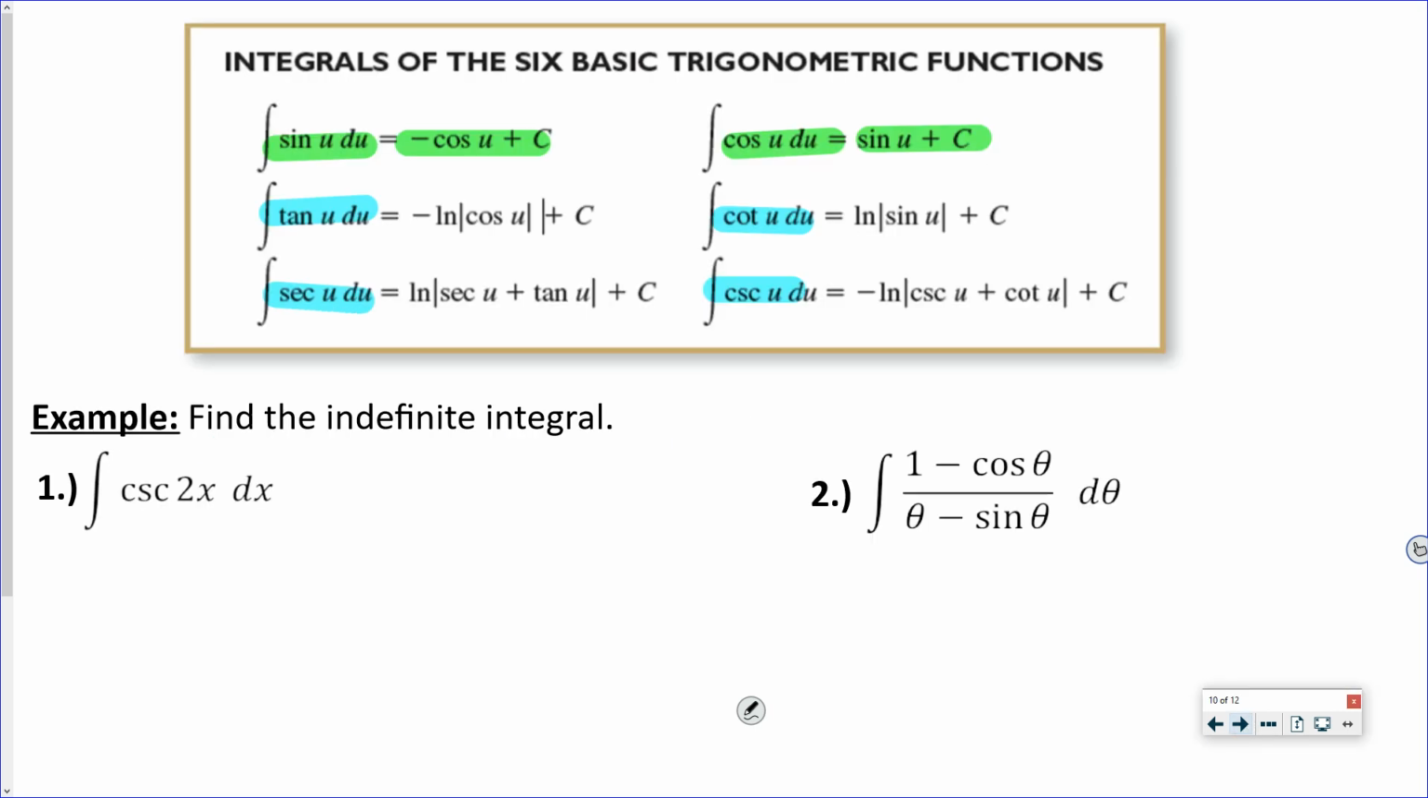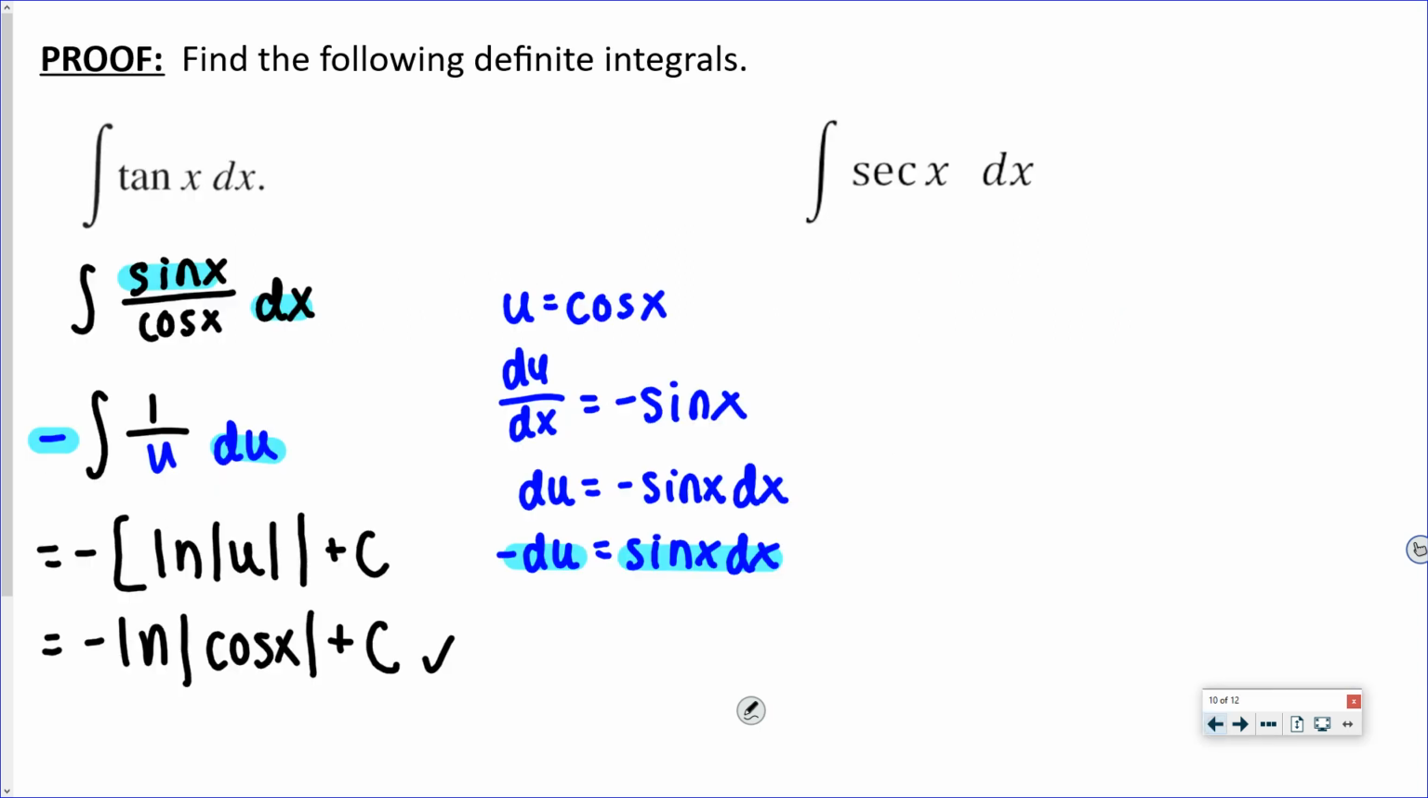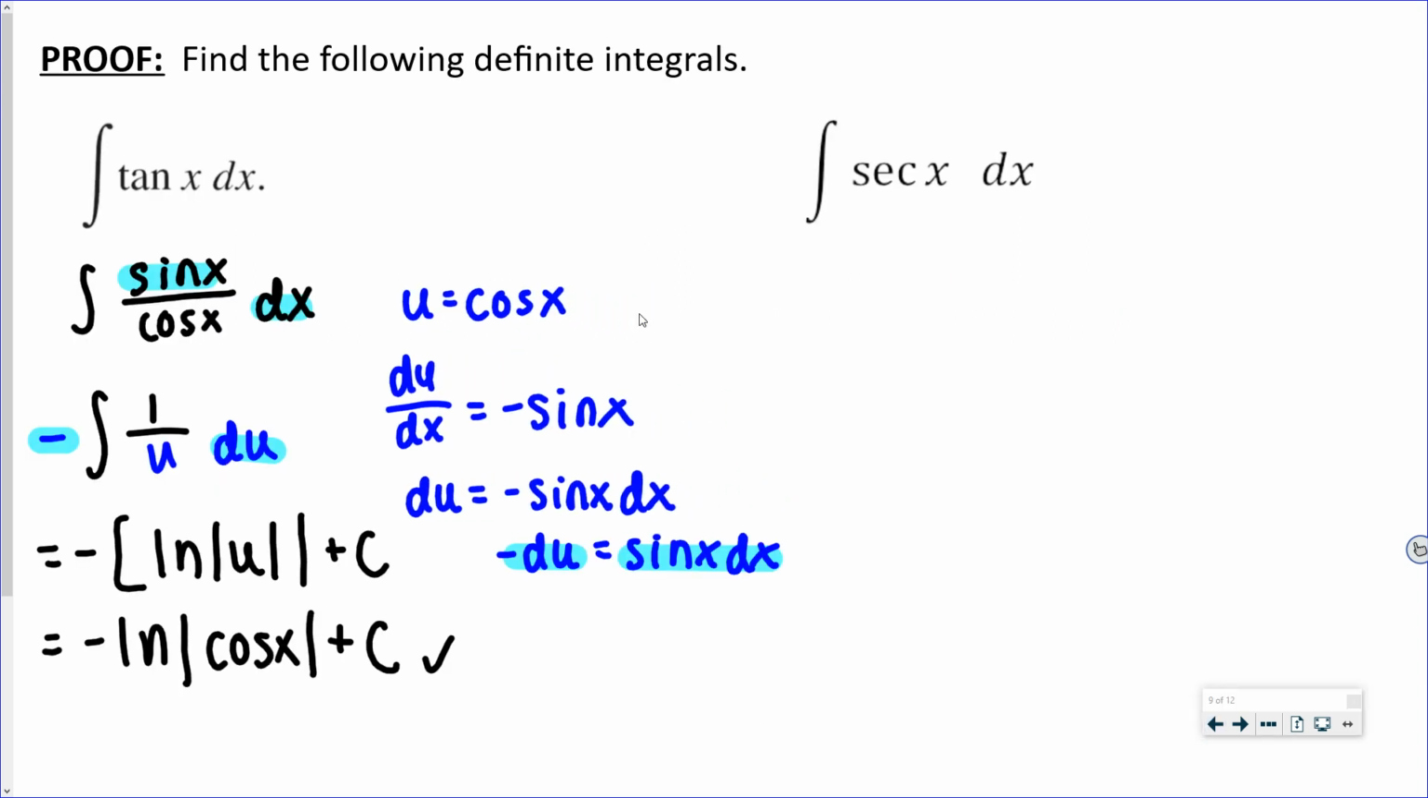So is this one on our list right here? That it's the negative natural log of the cosine of u plus c. I don't know why there's this extra bar here. I'm not sure. Okay, there's a little proof for tangent.